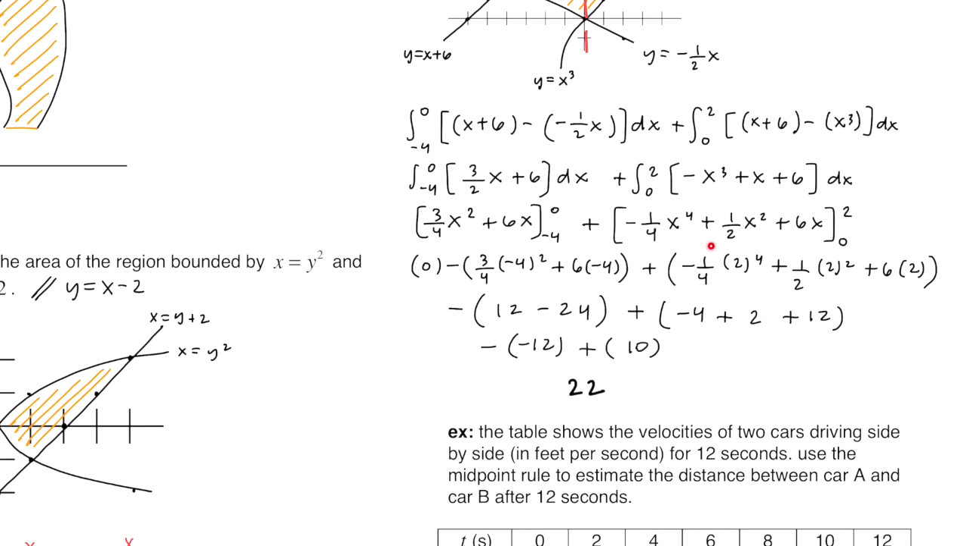So once you integrated here and here, you're plugging in 0, minus plugging in -4, so that's this right here. Over here we're plugging in 2, and then minus plugging in 0, so I just left that off, and then you can see our final answer is going to be 22.